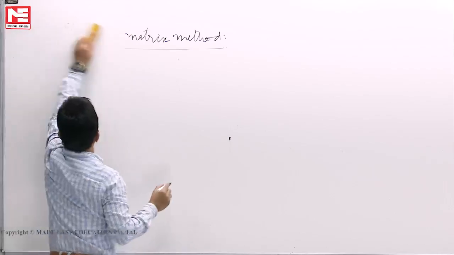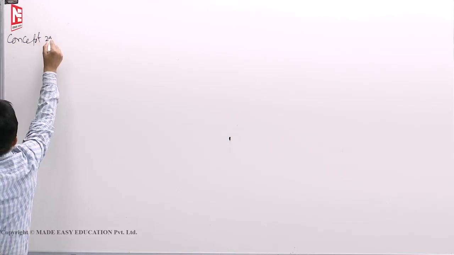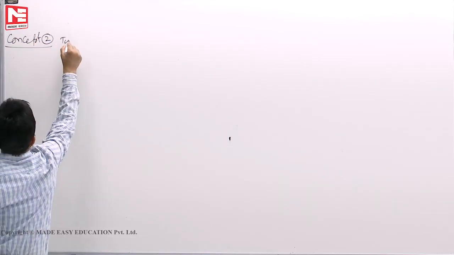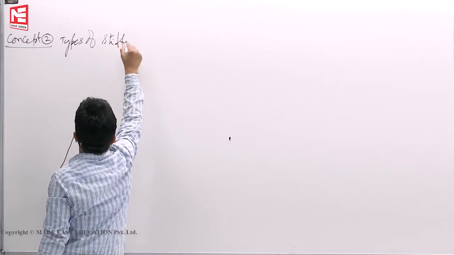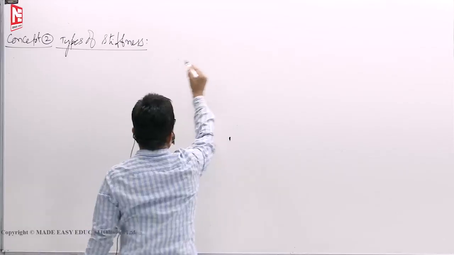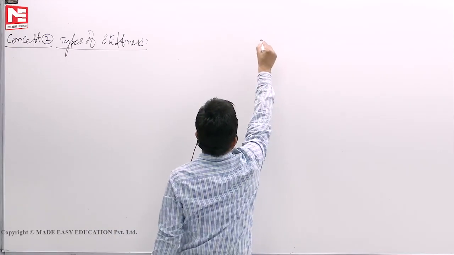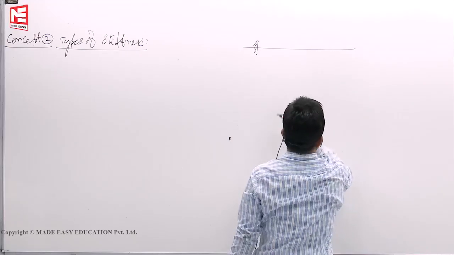Second concept, types of stiffness. To find this one, what we do is we take, supposing that we have a cantilever beam.